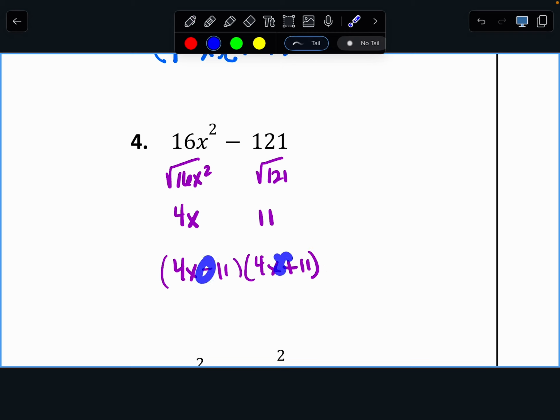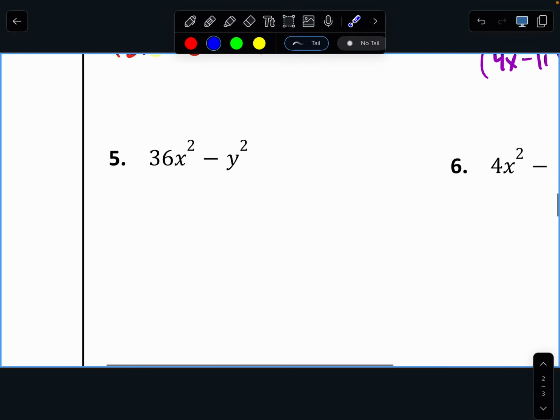The order of these two symbols doesn't matter. It can be plus and then minus. It doesn't matter. I just do the minus first because it's a difference. It doesn't matter which one you do. Do I have to have this x? No, because see how this is negative? The negative goes with the 11. Make sense? Okay. All right.